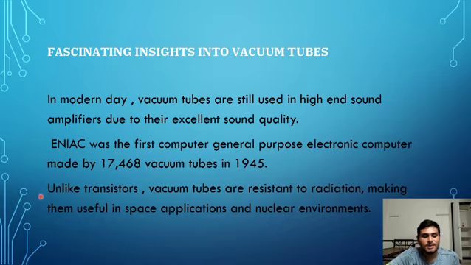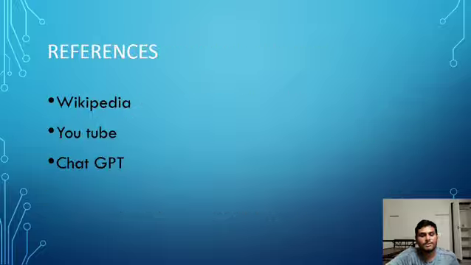And coming to the next, unlike transistor, vacuum tubes are resistant to radiation, making them useful in space technologies and nuclear environments. So basically, transistors are prone to radiation and vacuum tubes are not. So that's why in space technologies and nuclear affected areas, places where radiation plays a crucial role, there we can use vacuum tubes instead of transistor, and this makes them useful even today in the modern era.